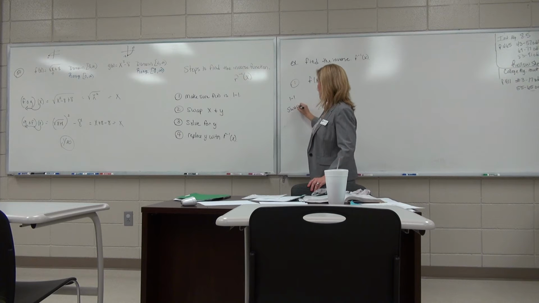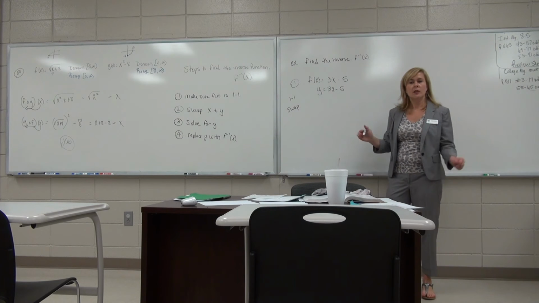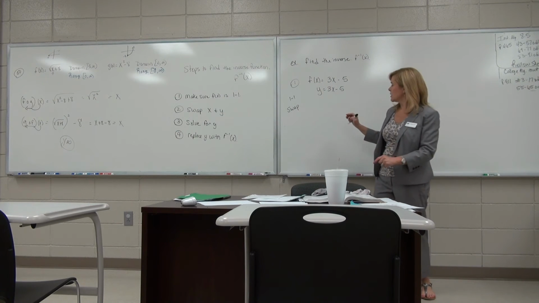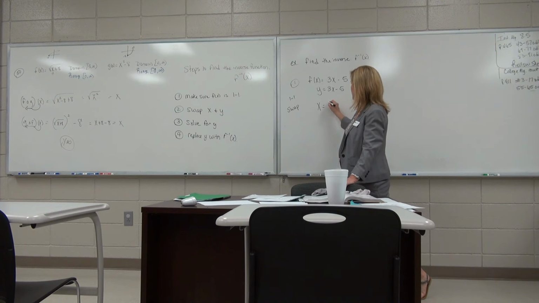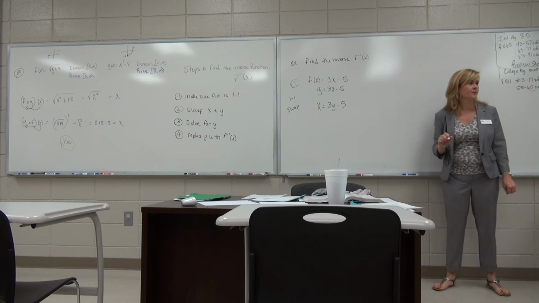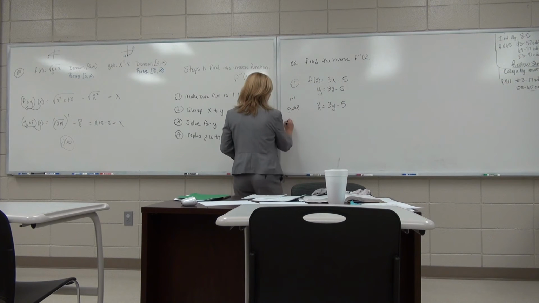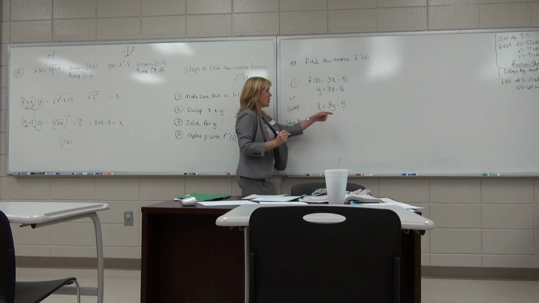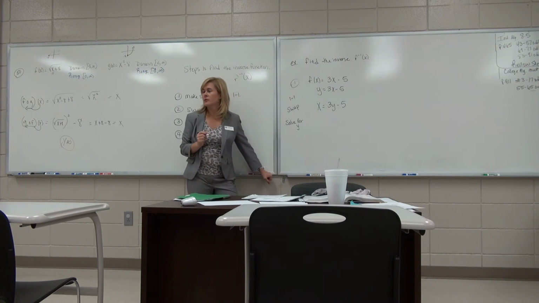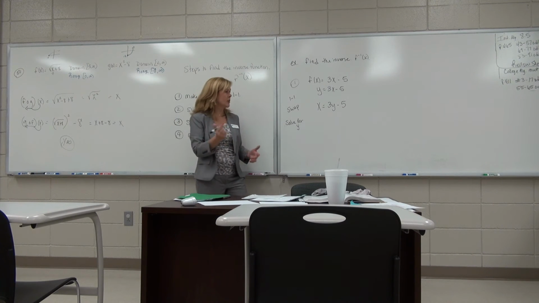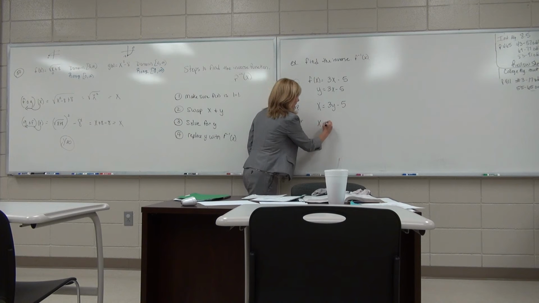Now step 2, we got to swap x and y. Swapping out that domain and range. So this will be x is equal to 3y minus 5. We swapped x and y. Now we're going to solve for y. Well, what do I need to do first to get y by itself? You need to add 5. You're doing the opposite, right? So this will be x plus 5 is equal to 3y.